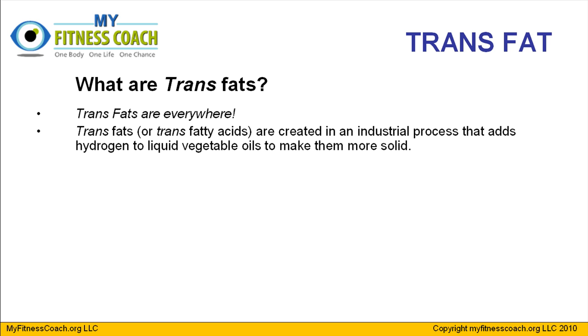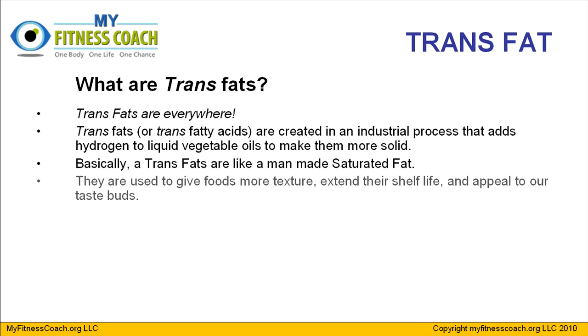Well, trans fats are created in an industrial process that adds hydrogen to liquid vegetable oils to make them more solid. So what they do is they basically turn a trans fat into a man-made form of a saturated fat. They add hydrogen to vegetable oils like corn oil, safflower, sunflower, cottonseed, soybean. Those kinds of vegetable oils, they add hydrogen, and it turns them into a more man-made saturated fat.